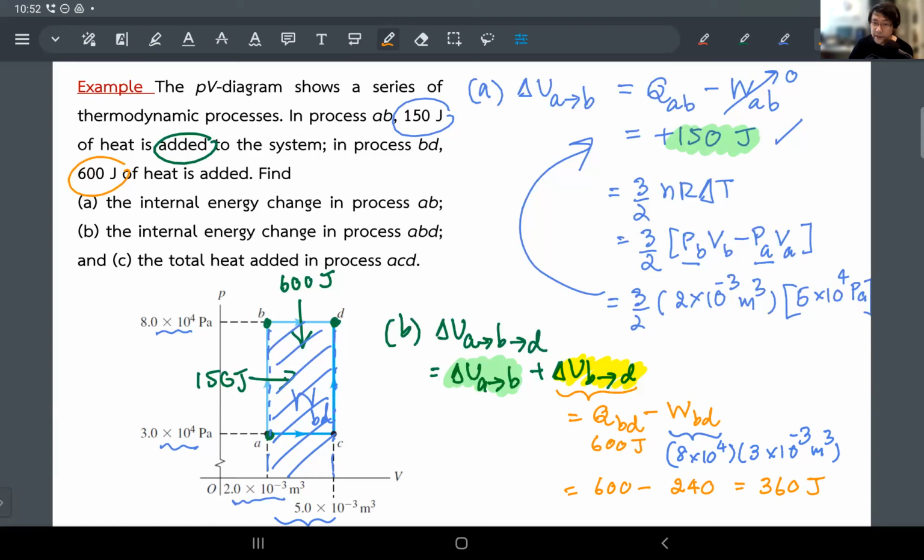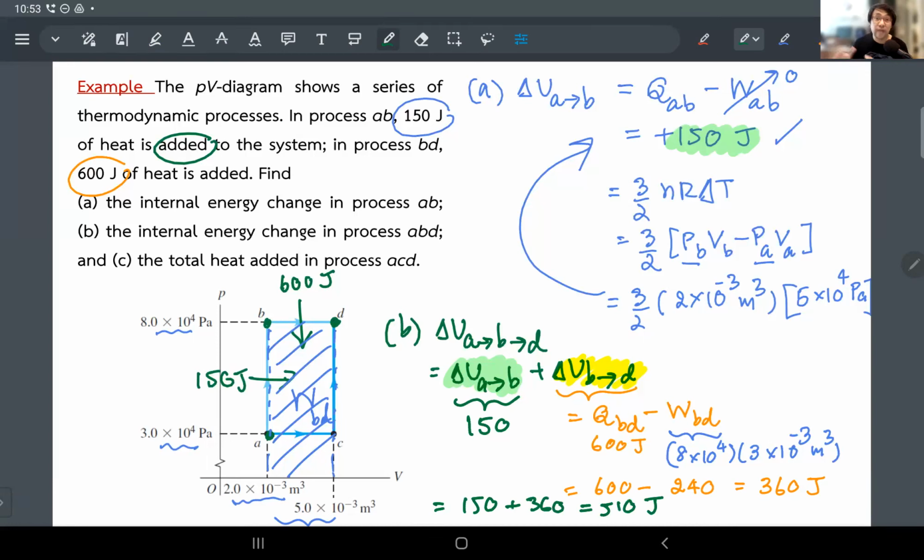Everyone is happy because it's not a curve. You guys are fluent in calculus, so you should be fine even though it's a curve. Once we get this number 360, we know the first one is 150 from part A, and that's it. At the end it's 150 plus 360, and that is 510 joules.